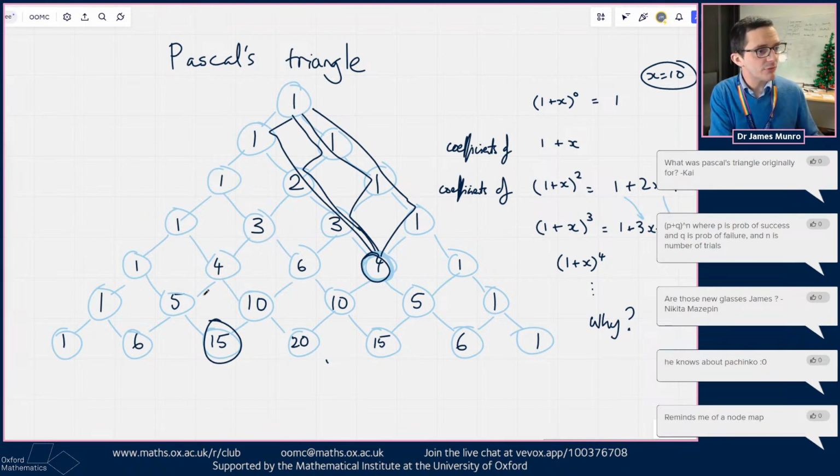What was Pascal's triangle originally for? That's a really good historical question. I think my aim for 2023 is to learn more history of mathematics. I didn't learn very much history of mathematics during my degree course, partly by choice. I could have learnt more. I regret that. I should have learnt more. So 2023, new year, new me, history of maths, I guess.